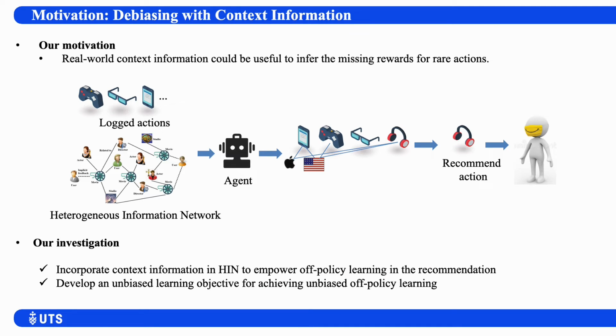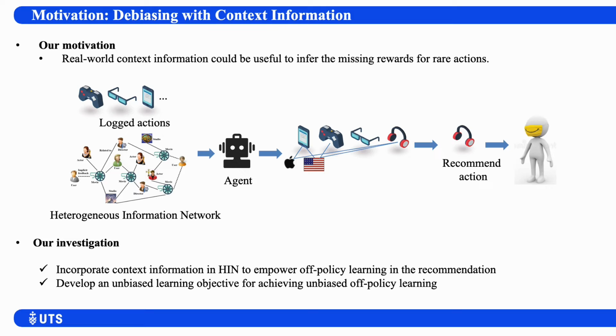Facing this phenomenon, we argue that real-world context information could be useful to infer the missing rewards of the unobserved actions, so as to correct the bias in the off-policy learning setting. Given this picture as an example, the missing reward for the headset in the last example can be simply inferred by incorporating an external heterogeneous information network. So the previously missing headset can ultimately be recommended to the user.